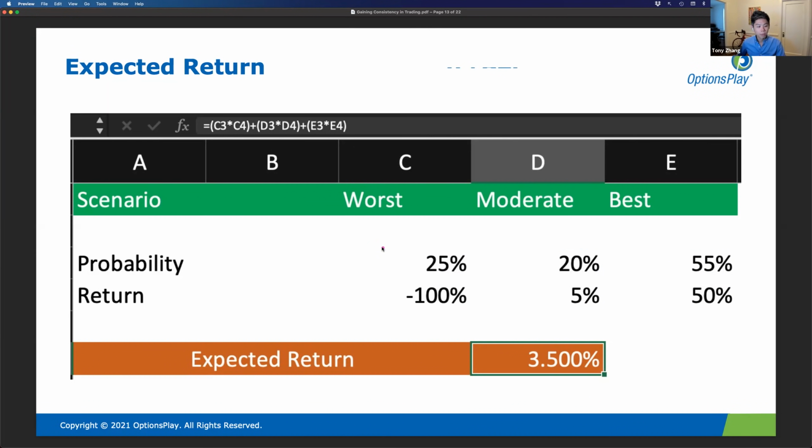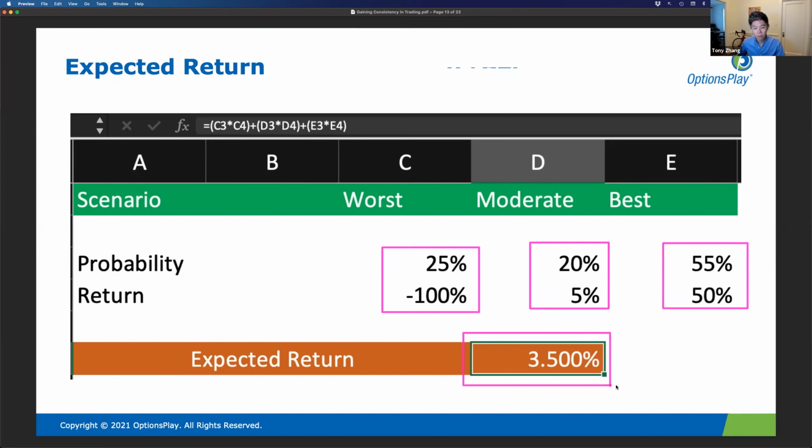And what you do is you multiply the probability of each return and you add the three together. And what you get is an expected return. As long as your expected return is positive in the long run, you need to focus on the long run. And as long as you can continue this trade, you can expect positive returns in the long run.